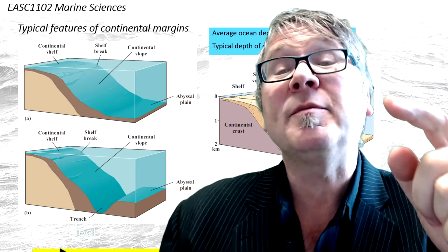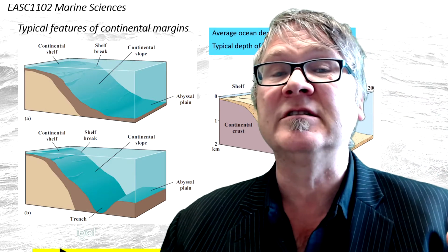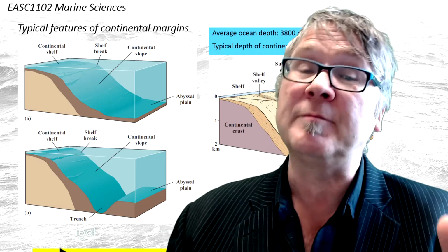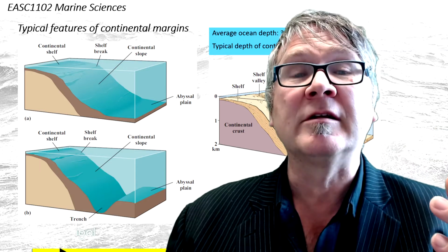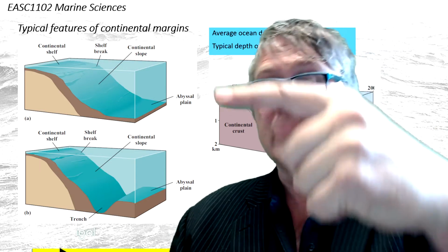So we talk about typical features of continental margins. Continental margins are the transition zones between coasts and the deep ocean. The deep ocean is 4,000 meters deep, but across continental margins it gets shallower. It's shown here in the top image.